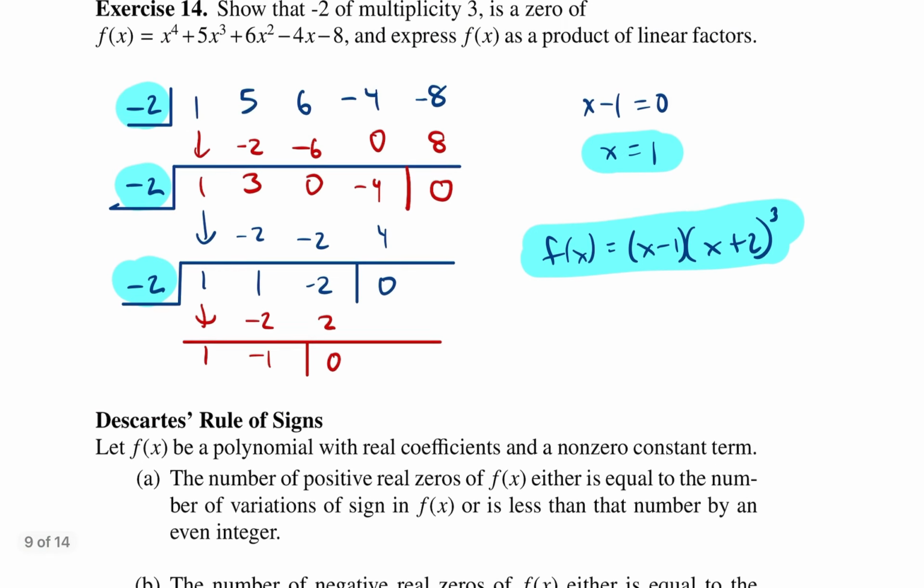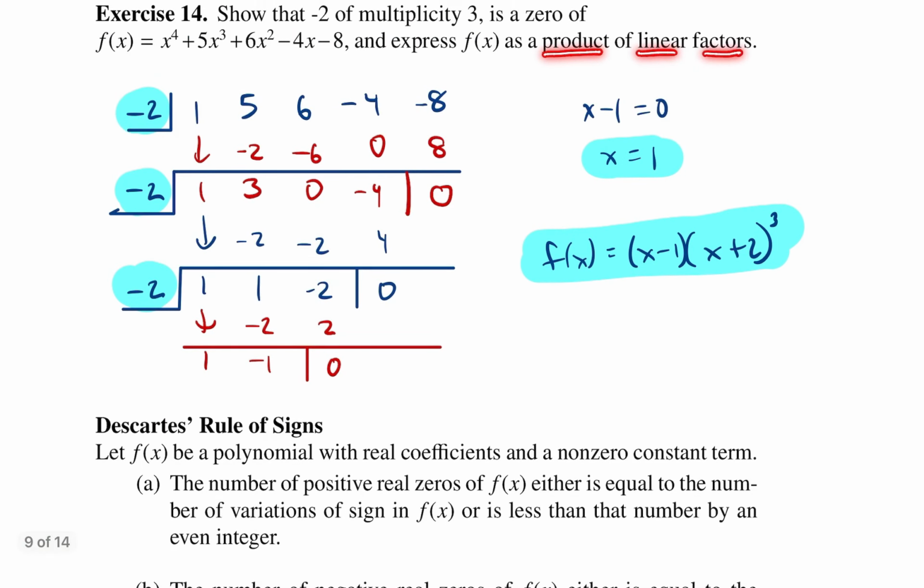And they did want this function as a product of linear factors. So this is a linear factor, because there's 3 of them. So this is the way you should write your final answer.